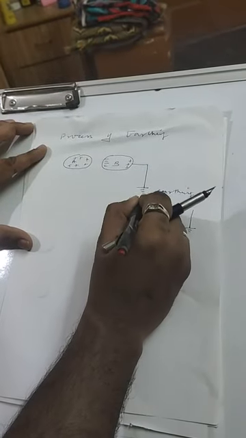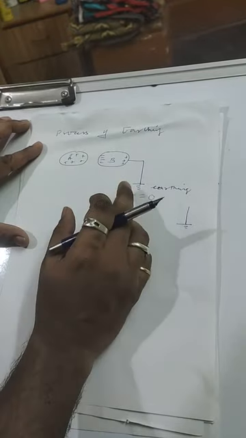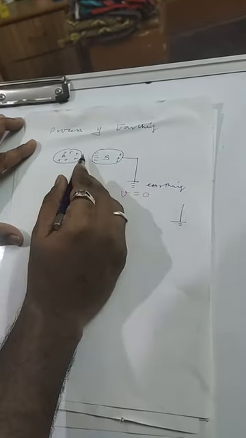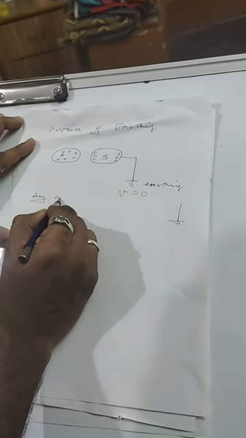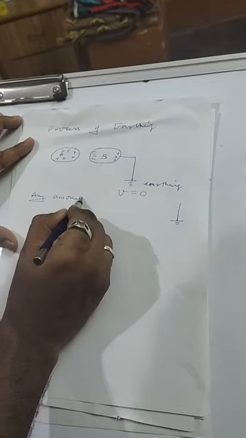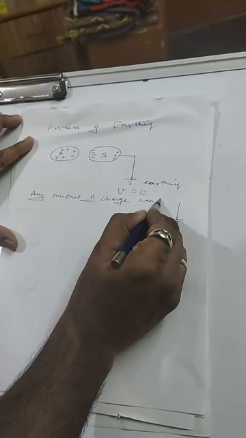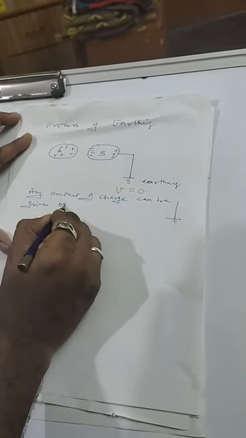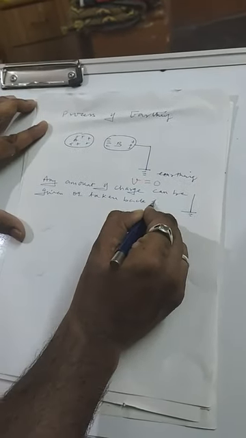So we have considered in physics the potential of earth as zero. Earth का zero potential होता है. That means what? You can give any amount of charge to the earth and you can take any amount of charge from the earth. Okay, any amount of charge can be given or taken back from the earth.